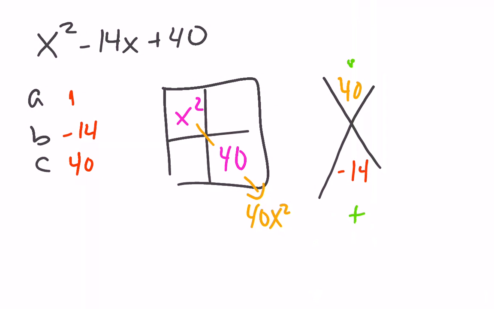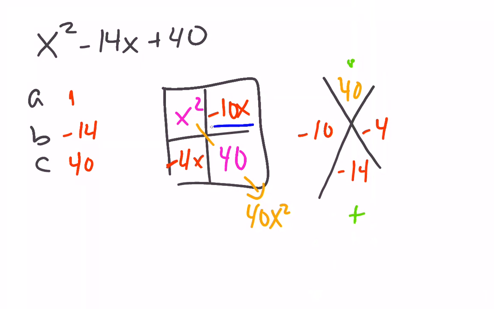So 10 and 4 gives me 40, and 10 plus 4 gives me positive 14. So if I make it a negative 10 and a negative 4, negative 10 times negative 4 gives me the positive 40, and negative 10 minus 4 gives me the negative 14 I need. So negative 10x and negative 4x.